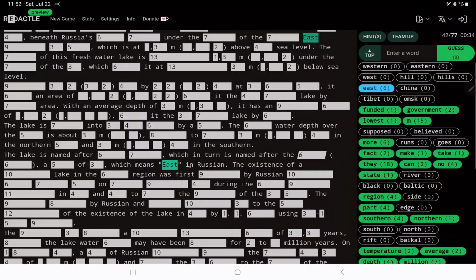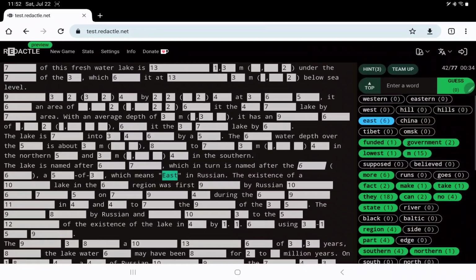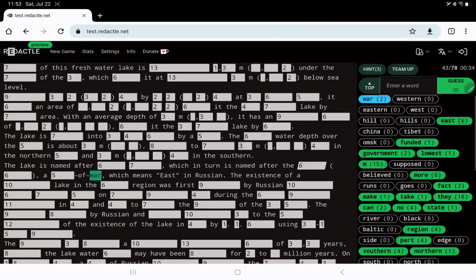What is east in Russian? A 5 of 3, named after the 6, a something of war. Oh my goodness. Did not expect, that was more in hope than expectation. A 5 of war. A man of war. A blank of war.